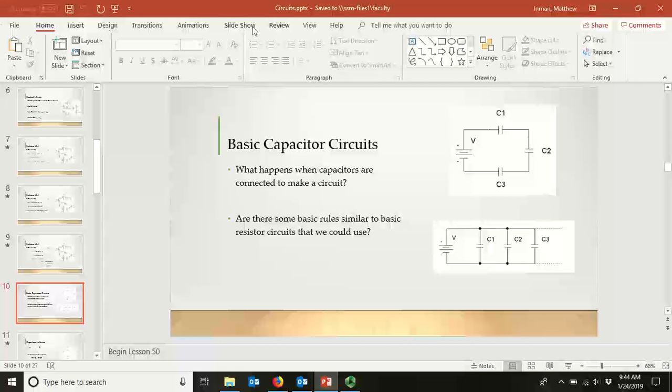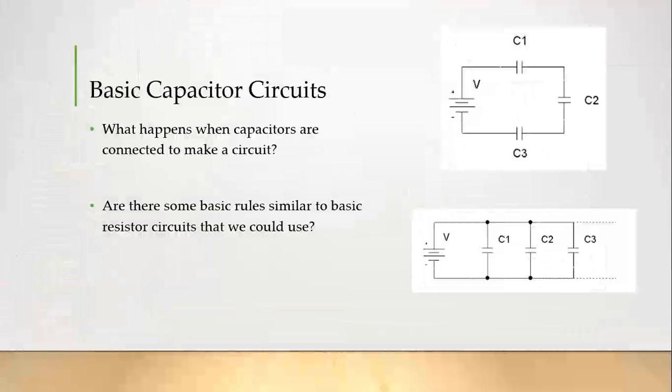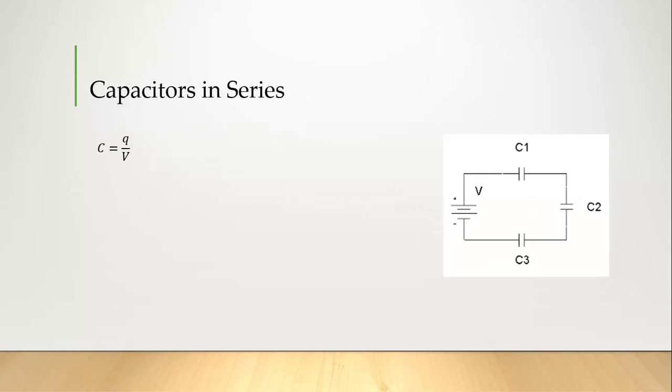Alright, so in this lesson we're going to start looking at some basic circuits involving capacitors. What happens when we connect capacitors together to make a circuit? Are there some basic rules that we could use to describe capacitor circuits that look similar to the basic rules we use to describe resistor circuits? The answer to that question is yes, there is a set of basic rules we can use to describe what happens with capacitors as compared to what happens with resistors.